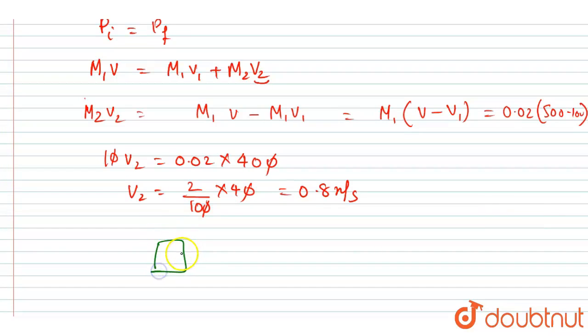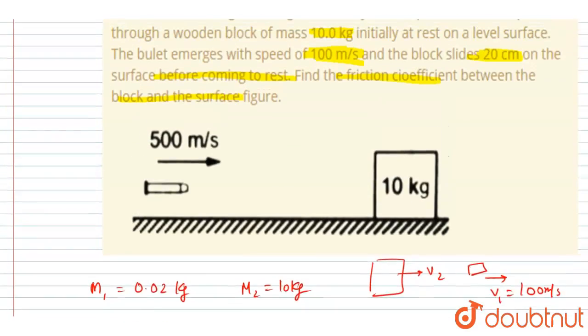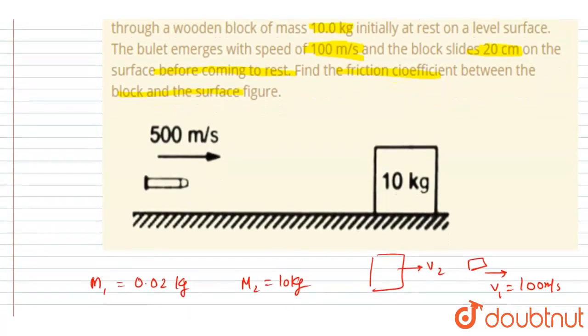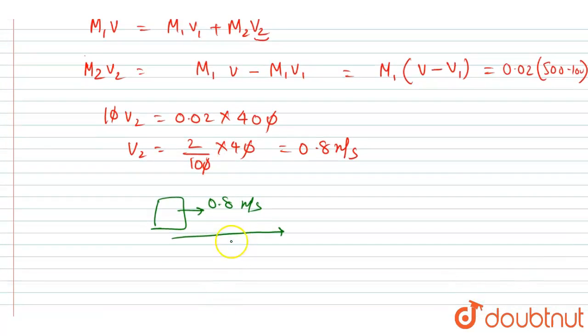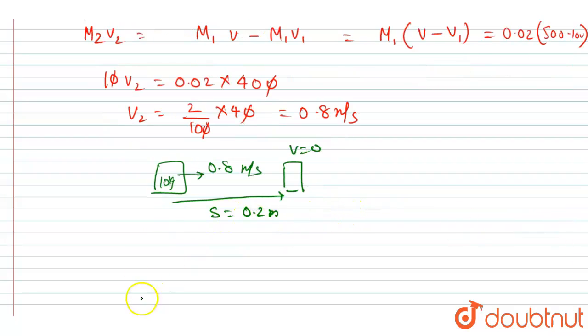Now it is given in the question, it travels 20 centimeter before the stop. If you see here, it is given that it travels 20 centimeter, right? So 20 centimeter, that is 20 by 100, that is 0.2 meter, right? Okay, so after traveling 0.2 meter, it stops and its velocity becomes 0. So here it is having a velocity of 0.8 meter per second and the mass is 10 kg, and after traveling 0.2 meter, its velocity becomes 0, right?